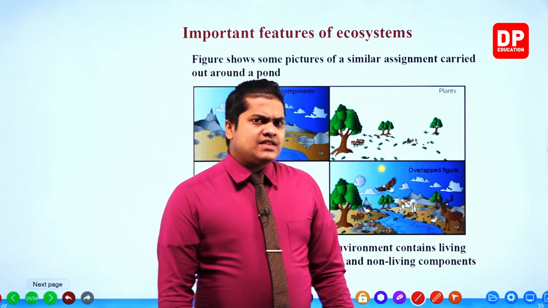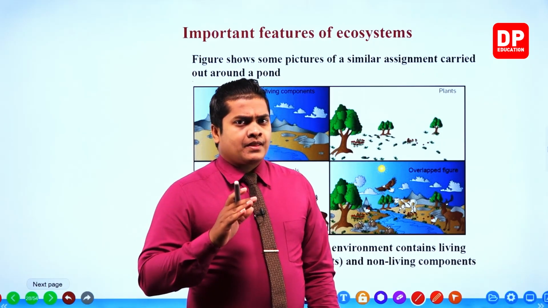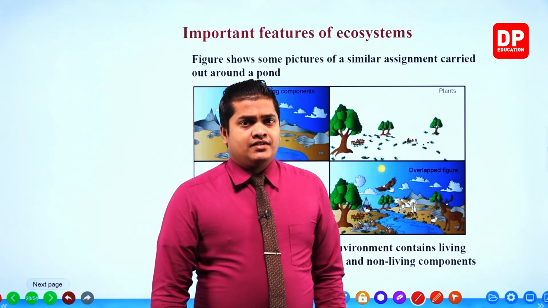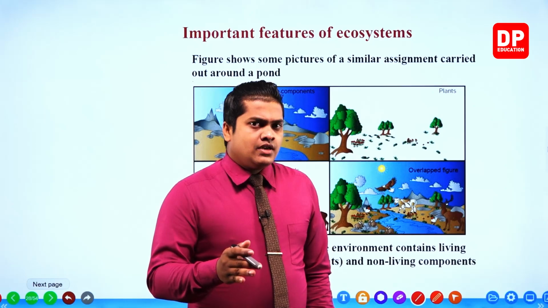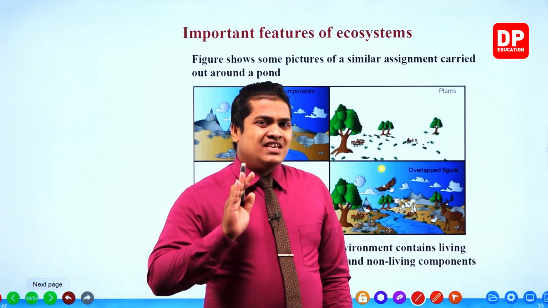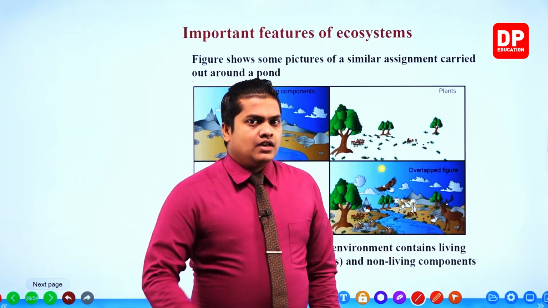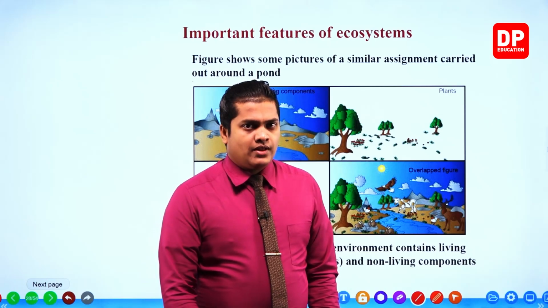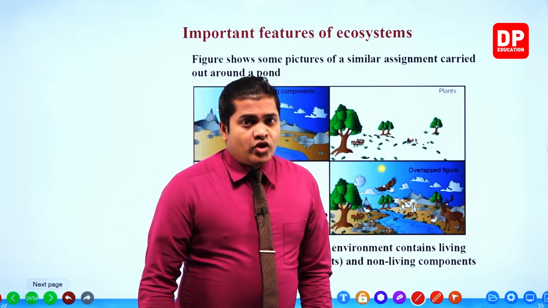So by doing this activity, my dear children, like I said in the earlier assignment, we could get a clear idea that these environments, each and every ecosystem on our planet Earth, contain living components as well as non-living things. Without non-living things, an ecosystem would never be created.